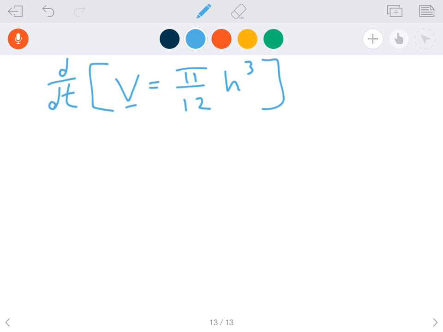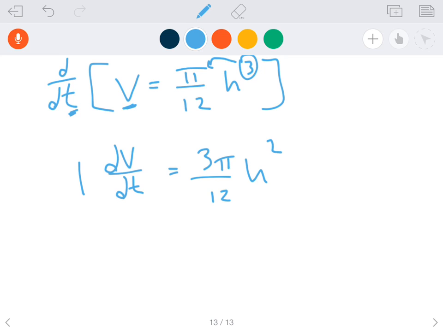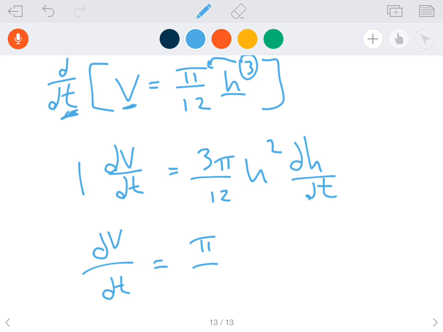The derivative of V is dV dt, because V does not match t. I've got to do a chain rule. dV dt equals, I'm going to take my 3, multiply it out front, so I have 3 pi over 12 h squared. h doesn't match t, so I have to follow my chain rule, dh dt. And that looks pretty good. We can simplify that a little bit. dV dt equals pi over 4 h squared dh dt.